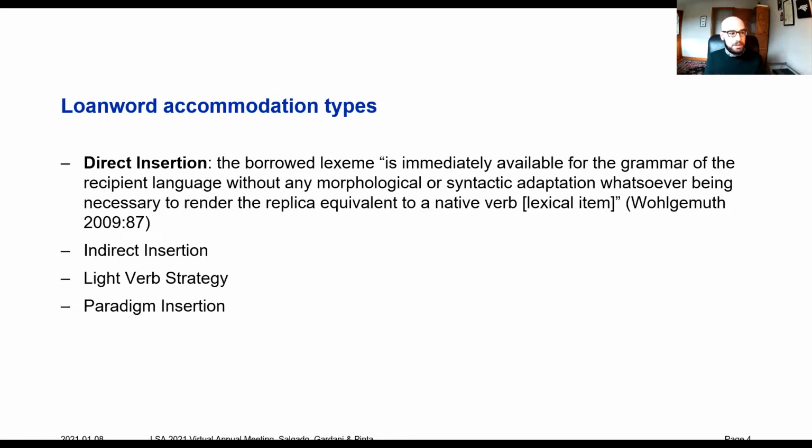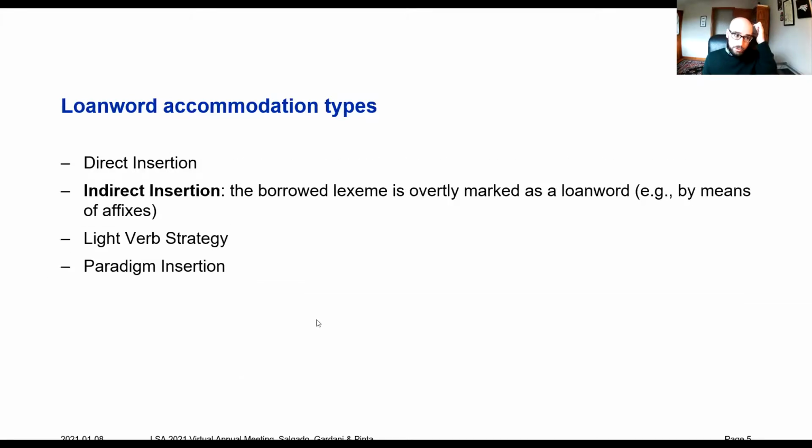What we're teasing apart in these two insertion strategies is, do you need some kind of morphological mechanism to show that something is borrowed? The morphological mechanism to just take an infinitive and turn it into a finite verb, for instance, is a different phenomenon. So indirect insertion is when the borrowed lexeme is overtly marked as a loanword. Of course, this is eventually what we're going to be interested in today. And this is by means of some kind of morphology, affixes, that type of thing.